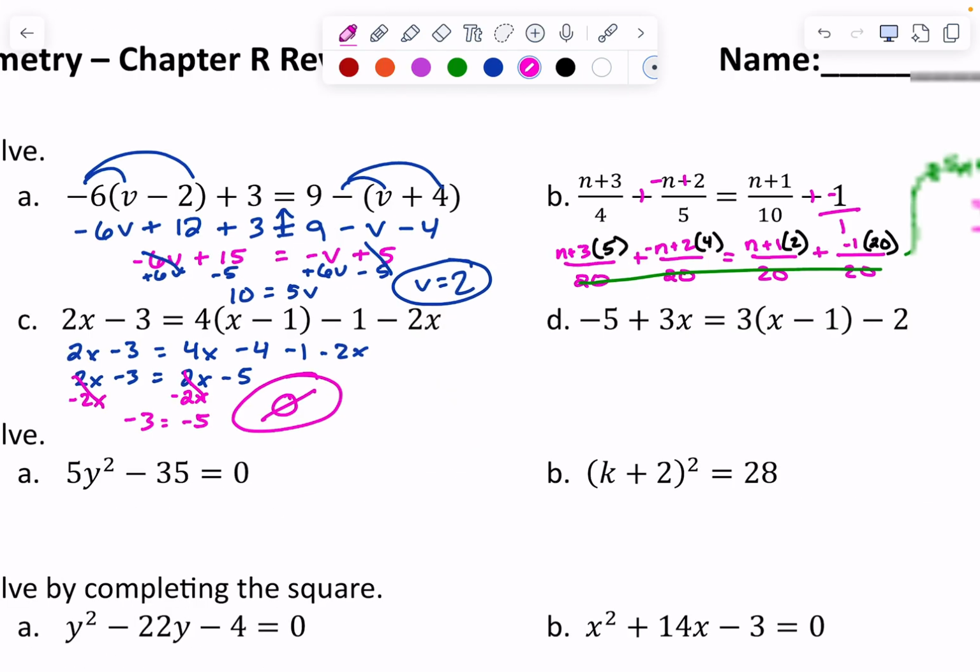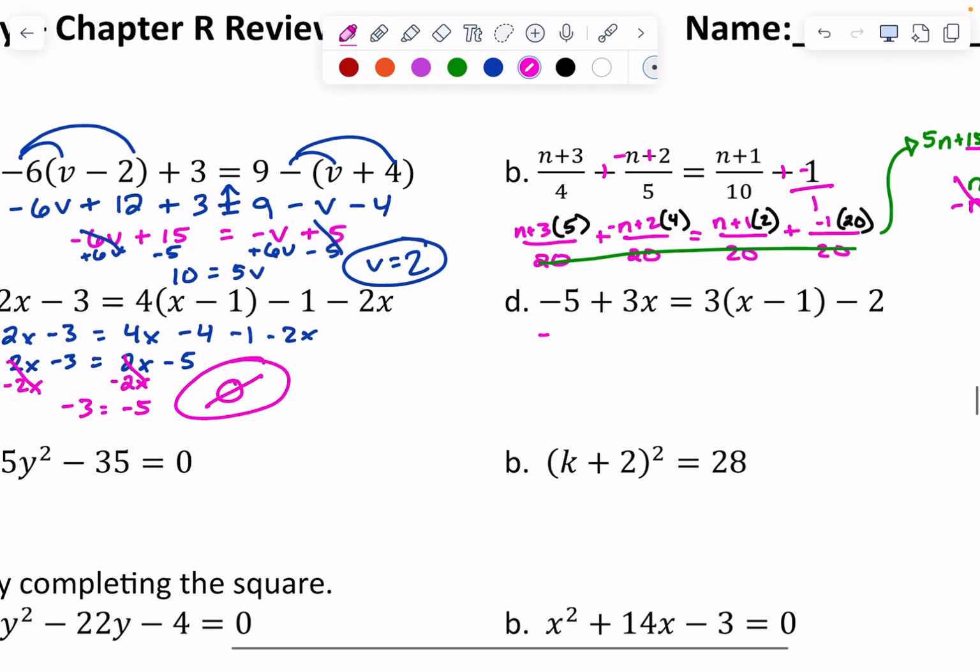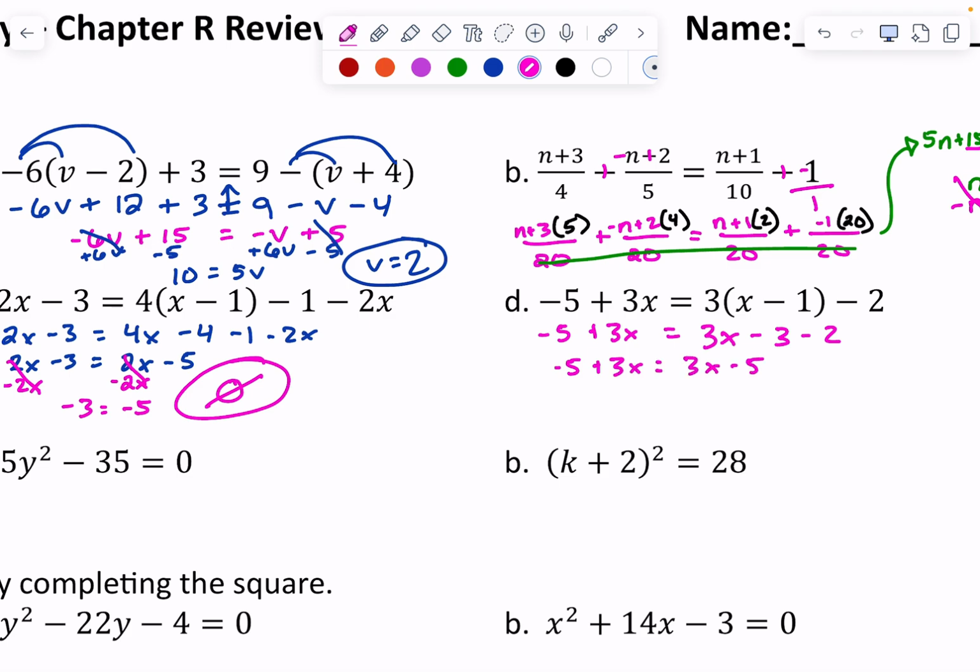That was C. Okay, D. Negative 5 plus 3x equals 3x minus 3 minus 2. Negative 5 plus 3x equals 3x minus 5. It's an identity, so all reals. It doesn't matter what I plug in for x, as long as I do it on the left and the right, it will end up being equal. Or you can say infinitely many solutions, whatever.